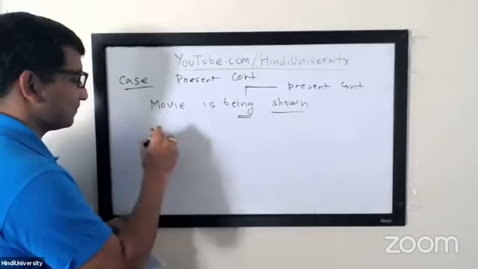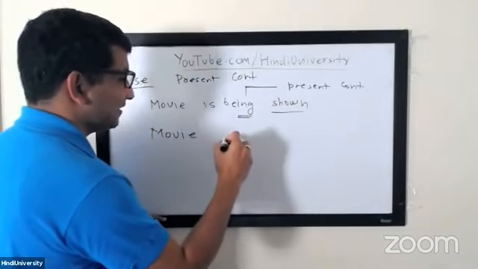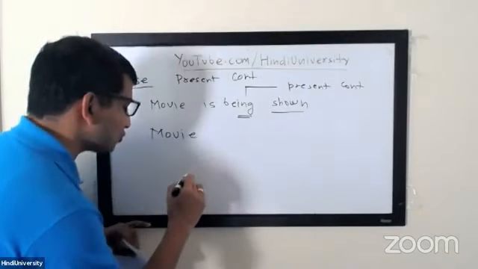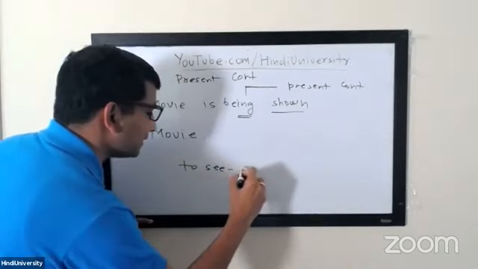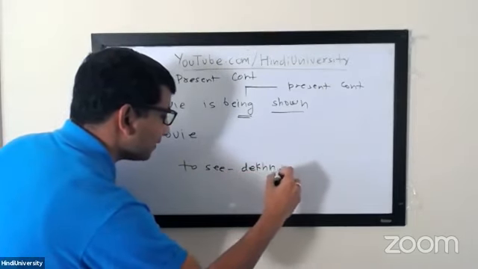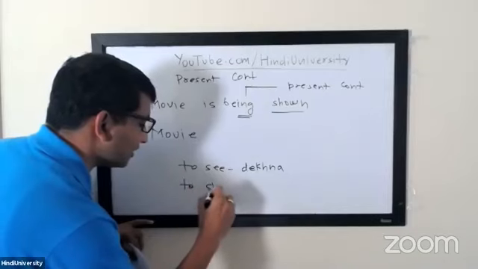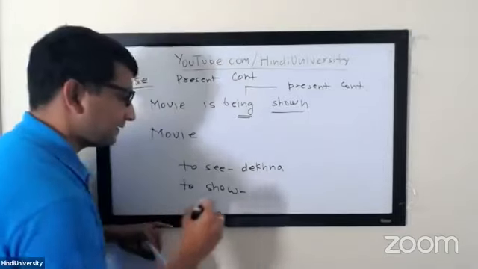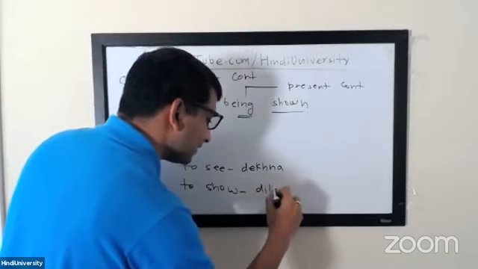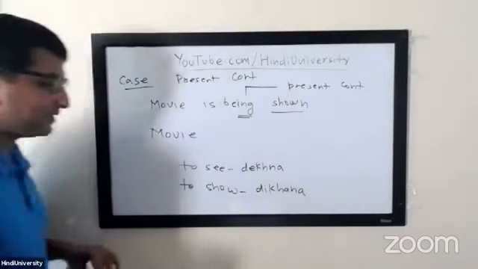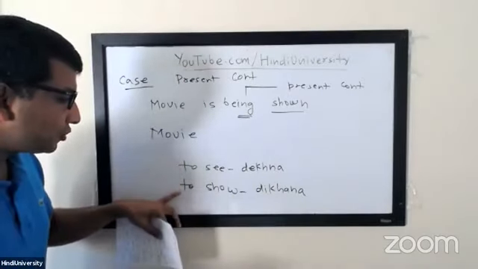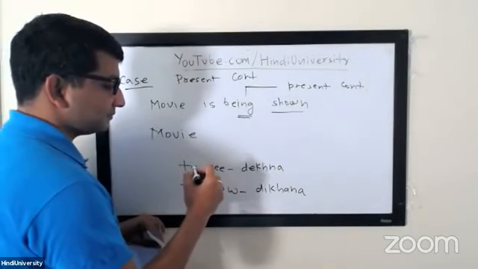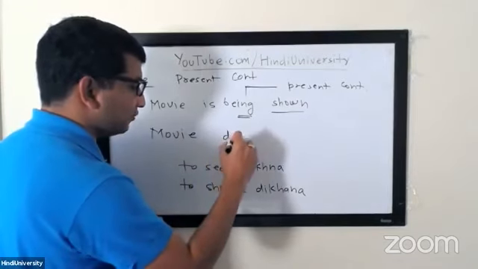Okay, movie. Is it feminine, right? It is feminine. Dekhi. Okay, so to see is dekhna. Dekha. To show is dikhana. Very good. Dikhana. To see is dekhna. Okay. So to show is dikhana. Dikhai. Very good. Movie dikhai.